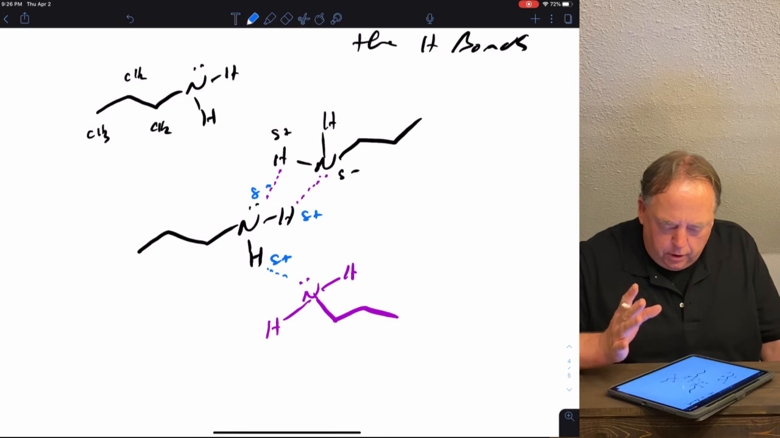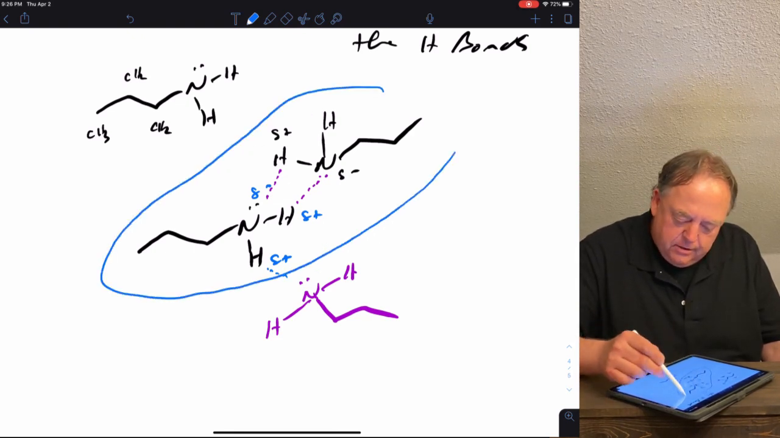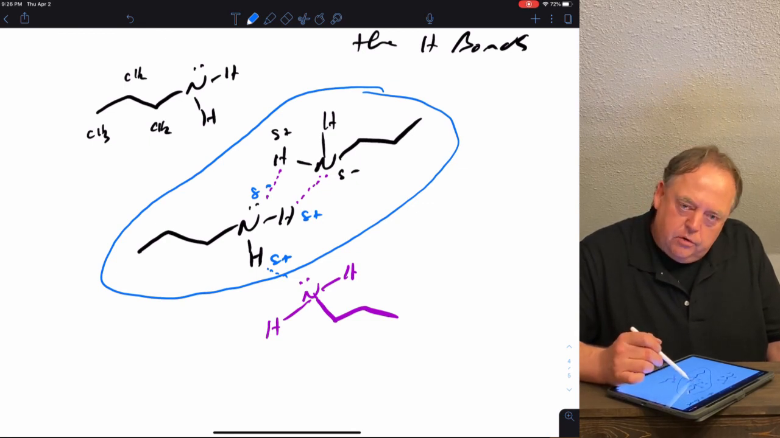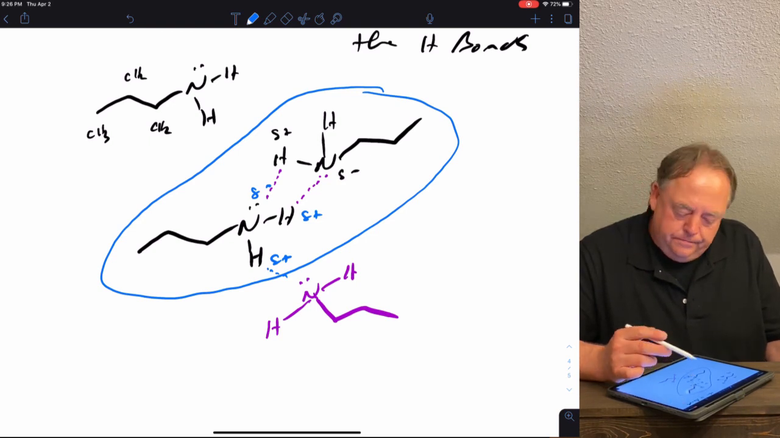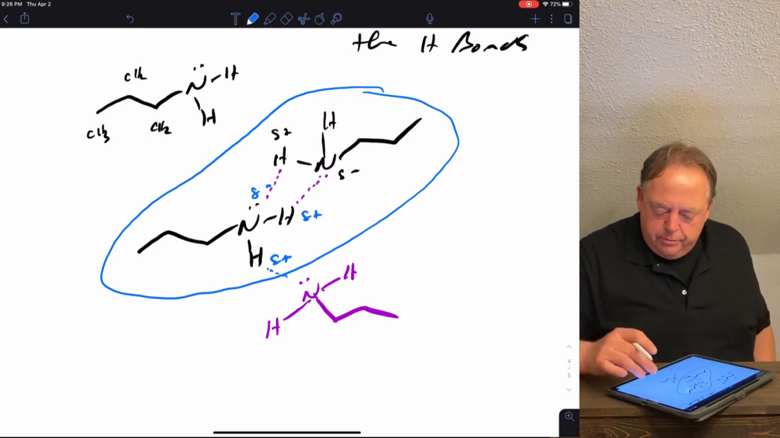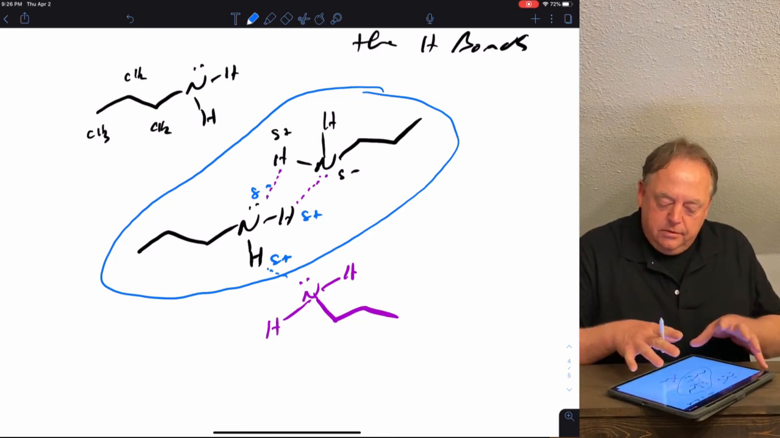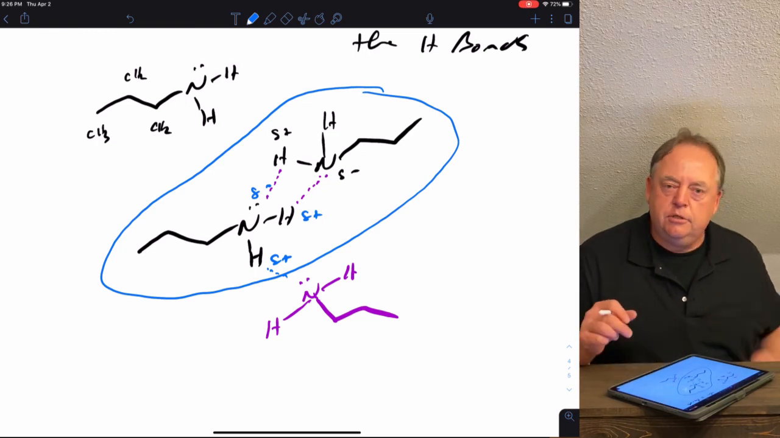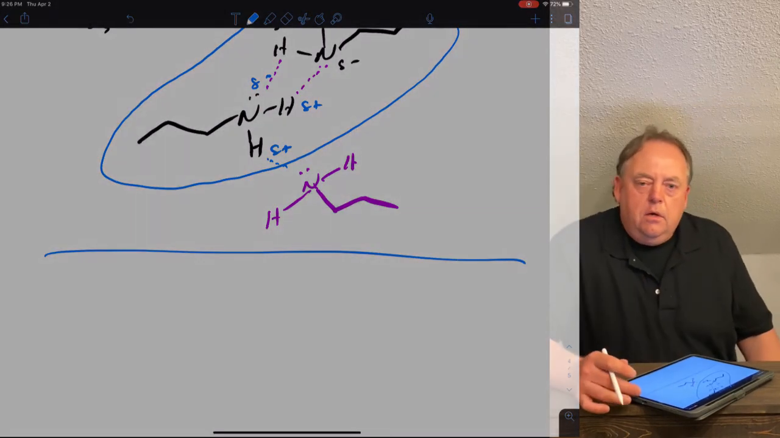But you wouldn't have to show all of that. I would be fine if you just sketched that. Just show the H in the molecule being attracted to the nitrogen of another molecule. And that would be sufficient to illustrate hydrogen bonding in the molecule. But at the molecular level, if you looked at the molecule, both H's would be hydrogen bonded to other nitrogens in other molecules. Okay.